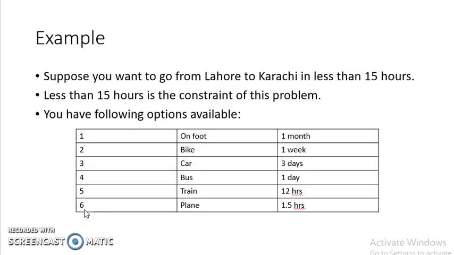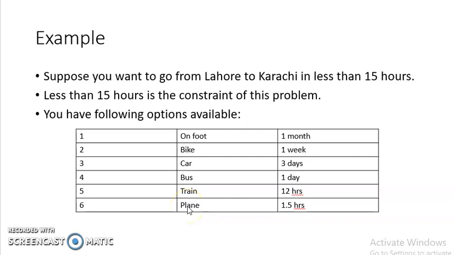Let's say you want to travel from Lahore to Karachi in less than 15 hours. Now, in this problem, less than 15 hours is your constraint. Okay, and then to go from Lahore to Karachi, you have the following options. You can go by foot, that would take you 1 month, or you can go by a motorbike, that would take 1 week, and let's say going by a car takes 3 days. Then going by bus is 1 day, train 12 hours, and plane takes 1.5 hours.